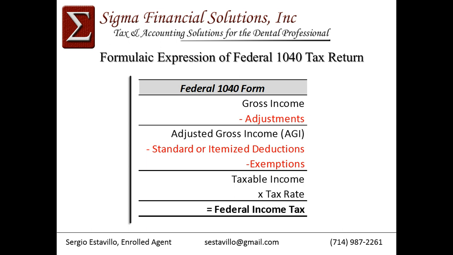So the combination of your standard deduction, I'm going to assume a standard deduction for a single individual of $6,200, plus one exemption of $3,950, means that you would be able to reduce your adjusted gross income by a total of $10,150 to arrive at your taxable income.